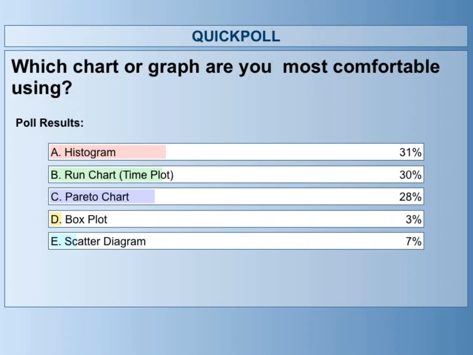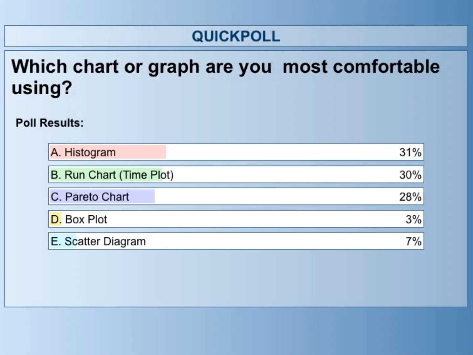Okay, so what do we see? Histogram squeaked out as number one with 31%, followed very closely by a run chart at 30%, and then the Pareto at 28. The scatter diagram is 7, and unfortunately, last and least is the box plot at 3%. And we're hoping to change that, right, Elizabeth? We want people to feel just as comfortable with a box plot as a histogram. It's a loser today, Tracy, but if we have our way, we're going to turn it around.